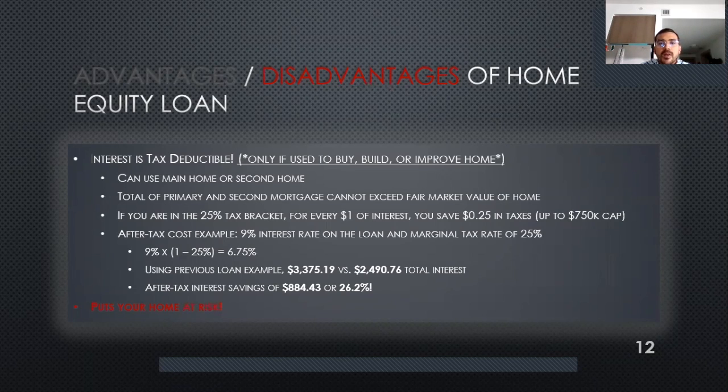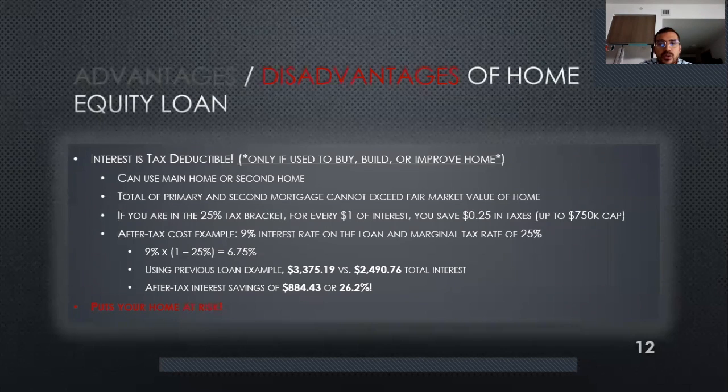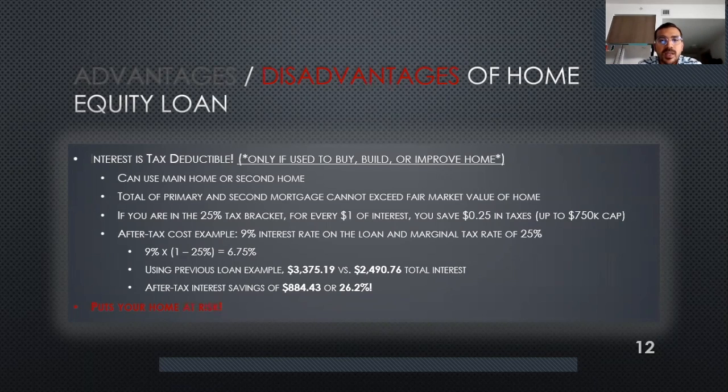Here, we have an after-tax cost example. 9% interest rate on a loan at a marginal tax rate of 25%. So what do we do? We multiply that 9% times 1 minus 25%, and that equals 6.75%. Using the previous loan example, we get $3,375 versus our new number, which is $2,490. The total of our after-tax interest saving would be $884, which equals a 26% decrease.